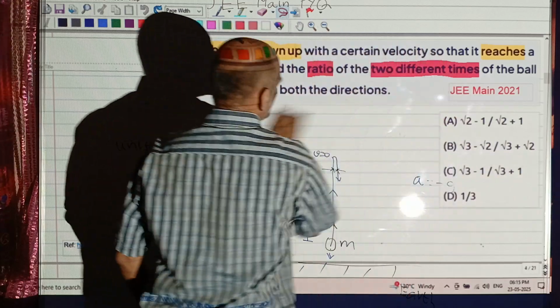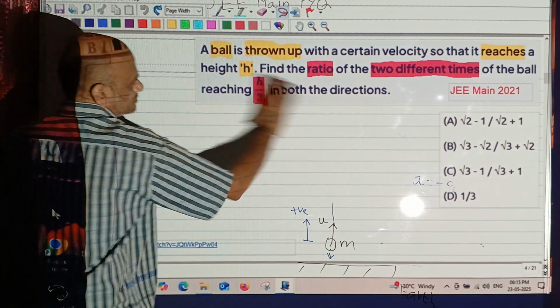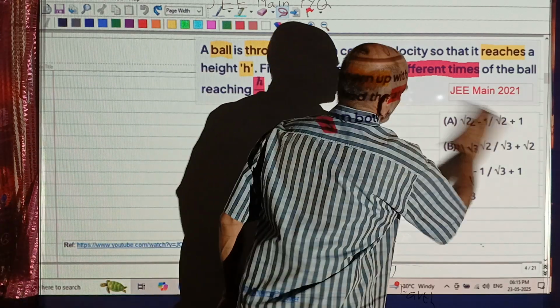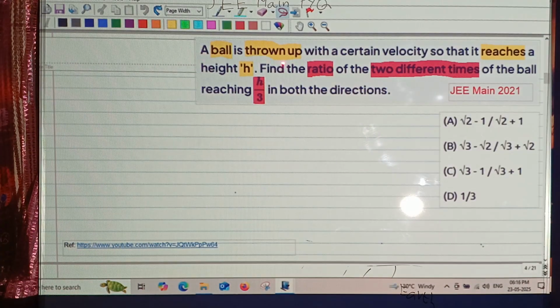So this is from JEE Main 2021. You can read the question. A ball is thrown up with a certain velocity so that it reaches a height h. Find the ratio of the 2 different times of the ball reaching h by 3 in both the directions. You can pause and try this question.